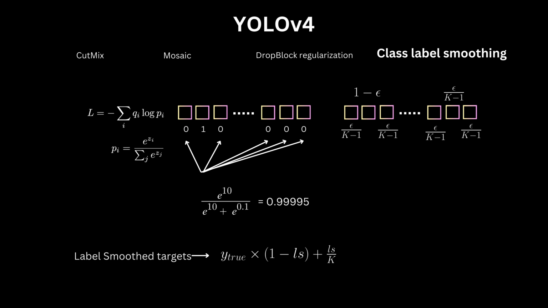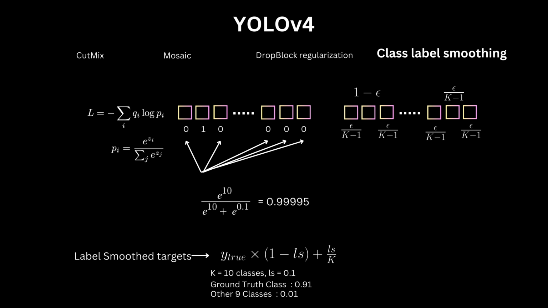In implementation, we do this by multiplying the class label with 1 minus ls and adding ls by k, where ls is label smoothing parameter, typically equal to 0.1, and k is number of classes. So when the number of classes is 10 and ls is 0.1, we end up with the ground truth label for the correct class as 0.91 instead of 1, and for incorrect classes as 0.01 instead of 0.